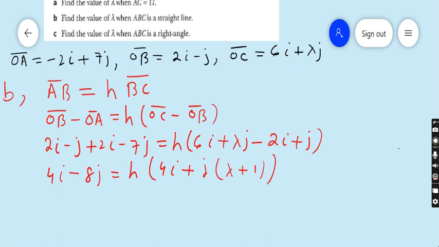Now multiply this h by the whole bracket. h into 4i is 4hi, h into j is hj times lambda plus 1.